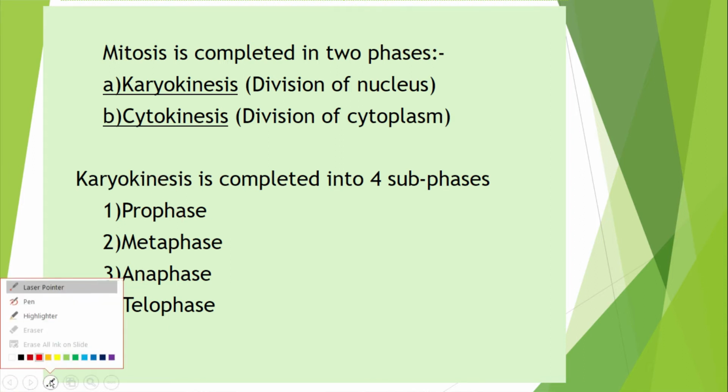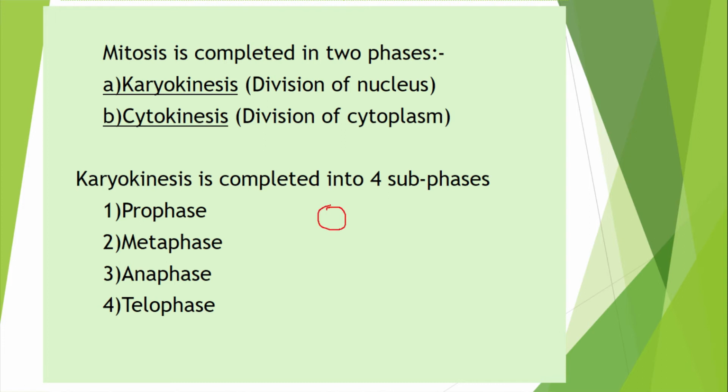Mitosis is a type of cell division in which a single cell gives rise to two daughter cells. Mitosis is also called equational division. Why is it called equational division? Because the number of chromosomes in the mother cell and in the daughter cells are equal. If the mother has 46 chromosomes, the daughters will also have 46 chromosomes.